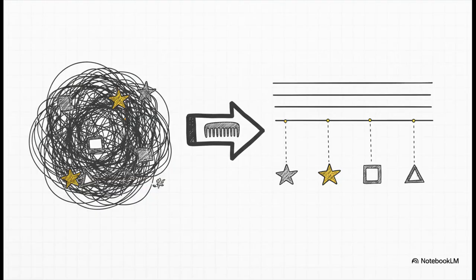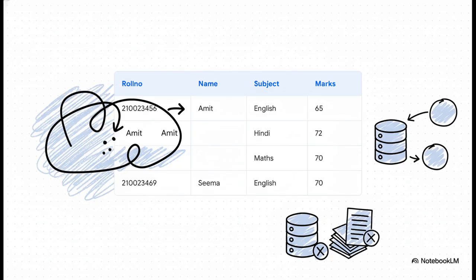Now, there's a really critical step in this design phase called normalization. The best way to think about it is just tidying up. You're cleaning up the blueprint to make it super efficient and to stop any potential errors or data messes before they ever happen. For instance, just look at this table. Before normalization, the student's name, Amit, is repeated for every single subject. That's not just a waste of space, it's a nightmare waiting to happen.